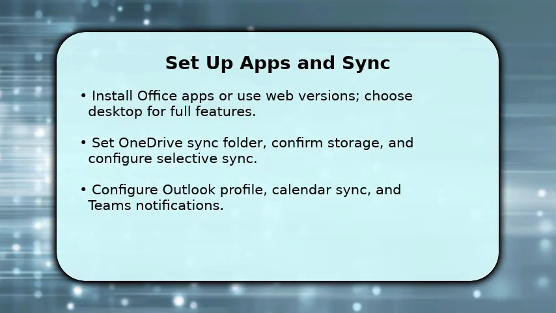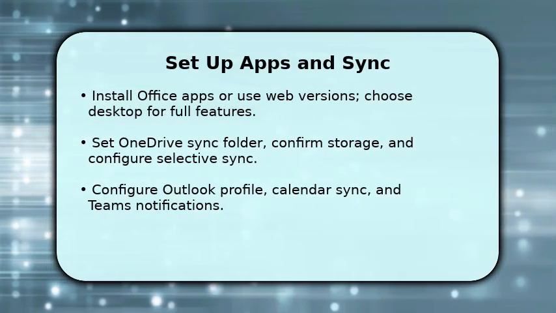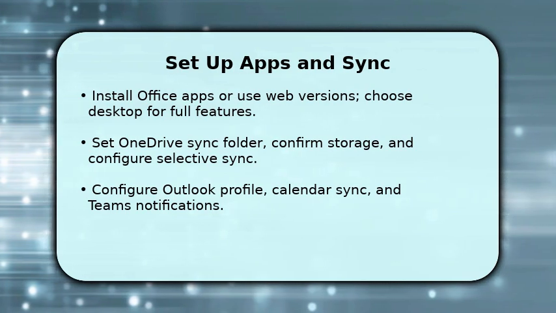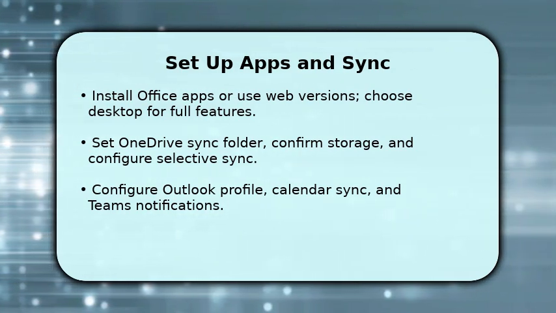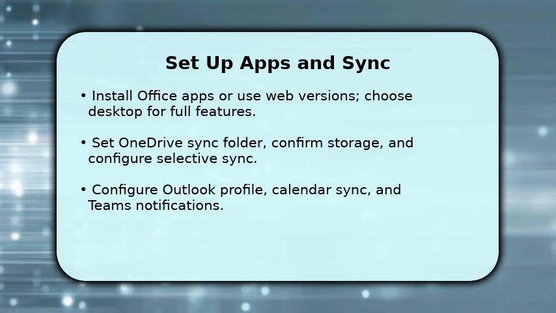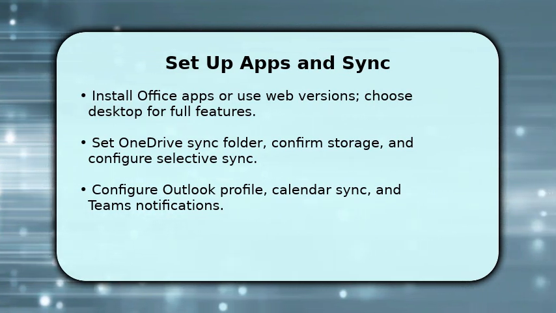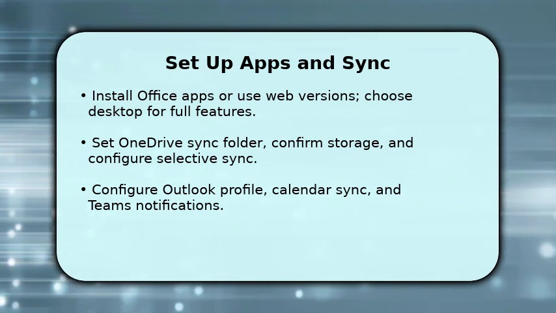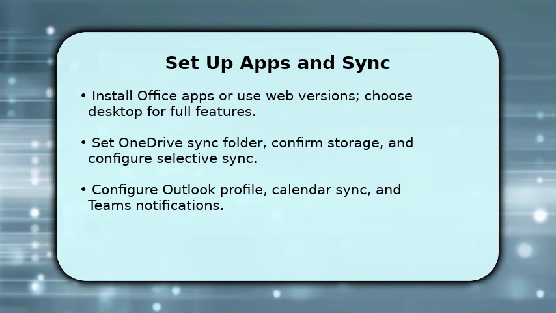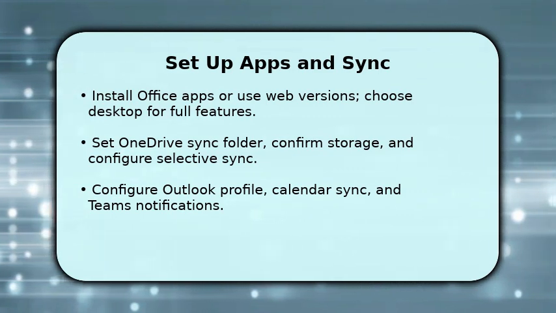Next, install the Office desktop apps or use the web apps when you need quick edits. Pick desktop for full features. Once installed, set up OneDrive by choosing a sync folder and confirming your storage quota. Use selective sync to avoid filling local disk space. Configure Outlook by adding your mail profile and enabling calendar sync so appointments appear across devices.